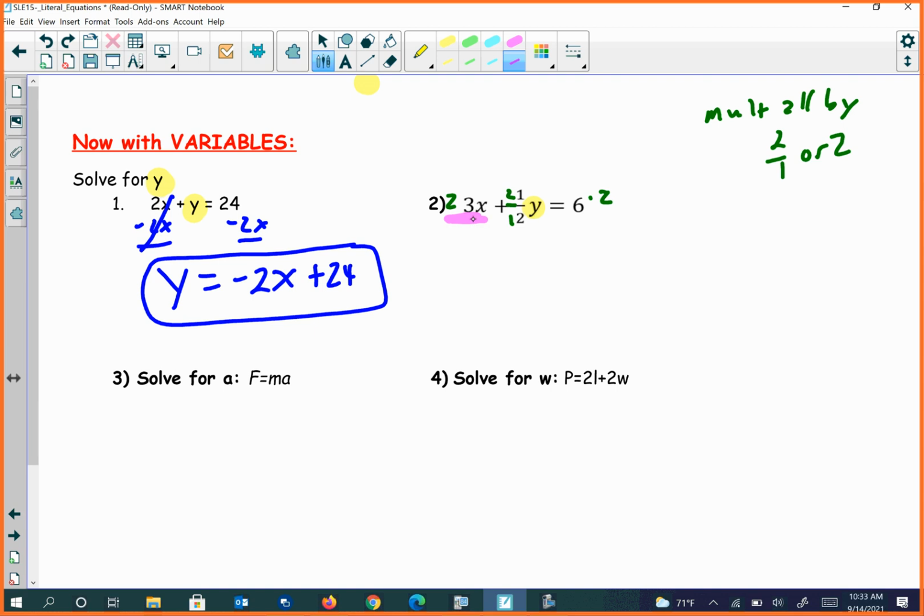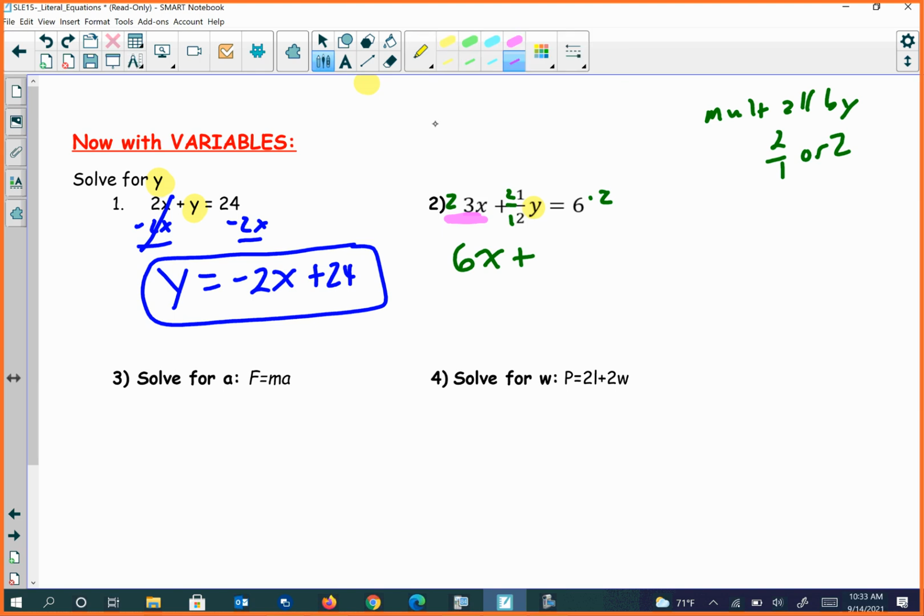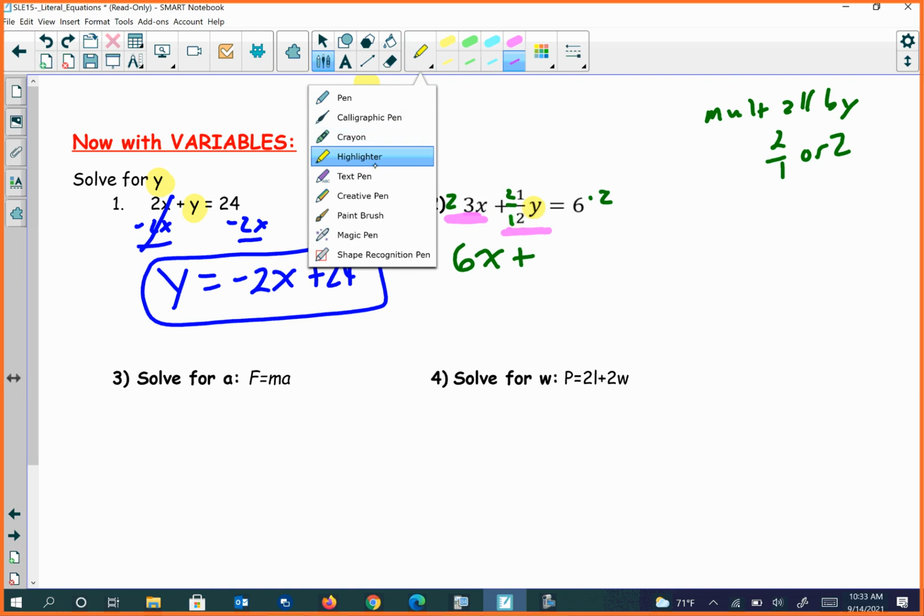What is this going to give me? 6x. Agree? There's a plus sign, so I'm going to do this. What is this going to do? 2 over 1 times 1 over 2 times y. It's just y, because the 2's cancel. You have 1 on top, 1 on bottom. When you're multiplying fractions, you can reduce. So that's going to give me just y.